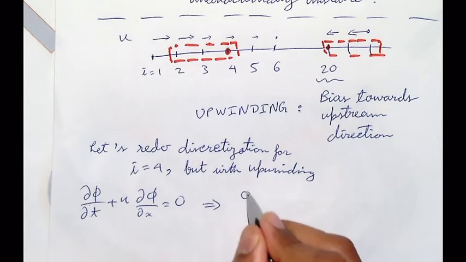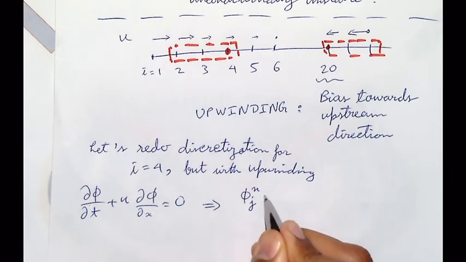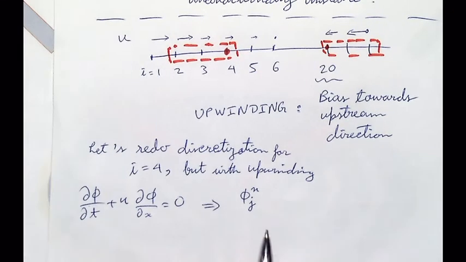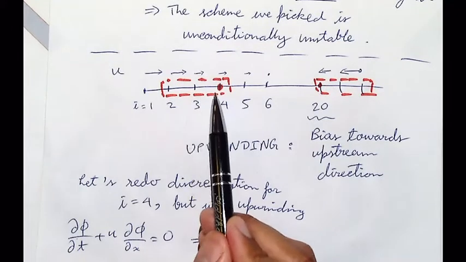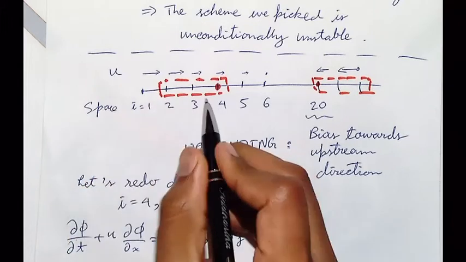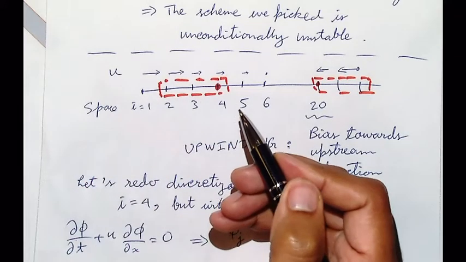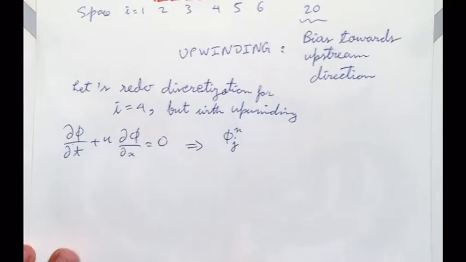The i, n minus... We should go backwards, right? When we talk about upwinding, we're only talking about space, not in time. So here we look at the space direction, which direction the flow is coming from, and we will upwind in space. The time we do as we did for the previous case.